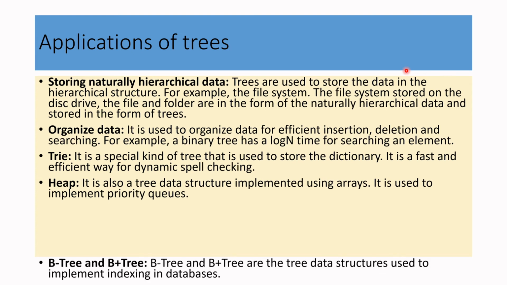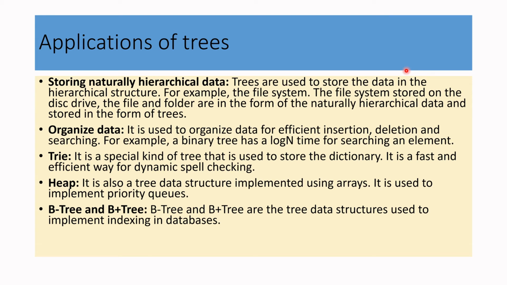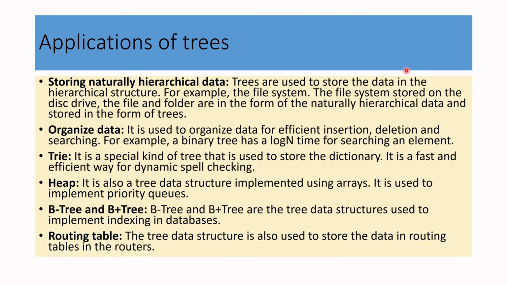Okay, B tree and B plus tree. B tree and B plus tree are tree data structures used to implement indexing in databases. And the routing table: the tree data structure is used to store the data in the routing table in the routers. Okay, so these are very good examples of where we will use the tree.